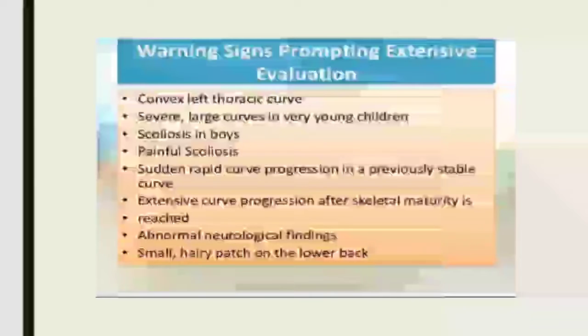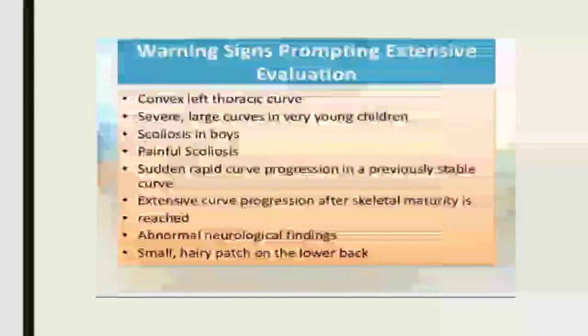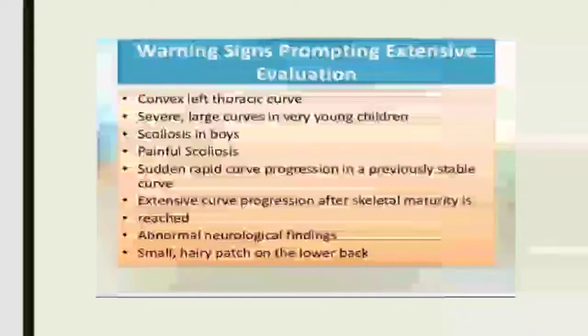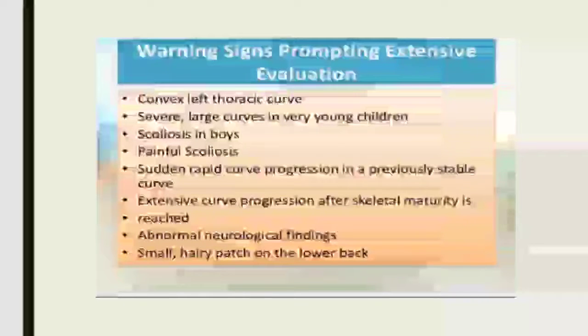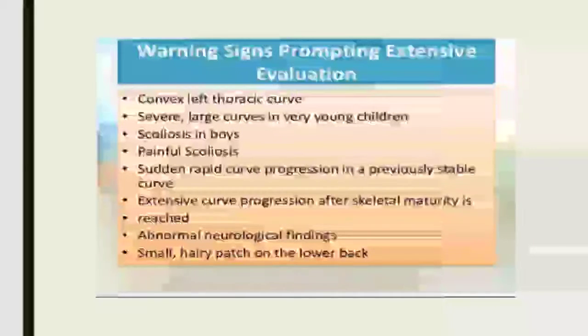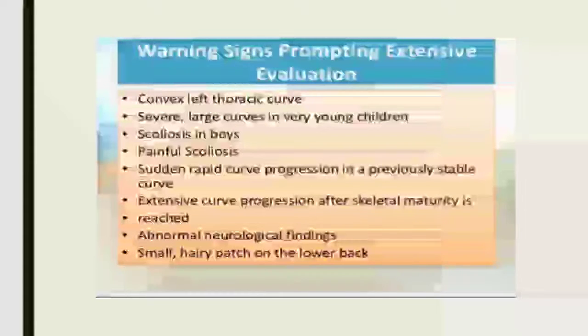Warning signs prompting extensive evaluation: convex left thoracic curve, severe large curves in very young children, scoliosis in boys, painful scoliosis, sudden rapid curve progression in a previously stable curve, extensive curve progression after skeletal maturity is reached, abnormal neurological findings, small hairy patch on the lower back.